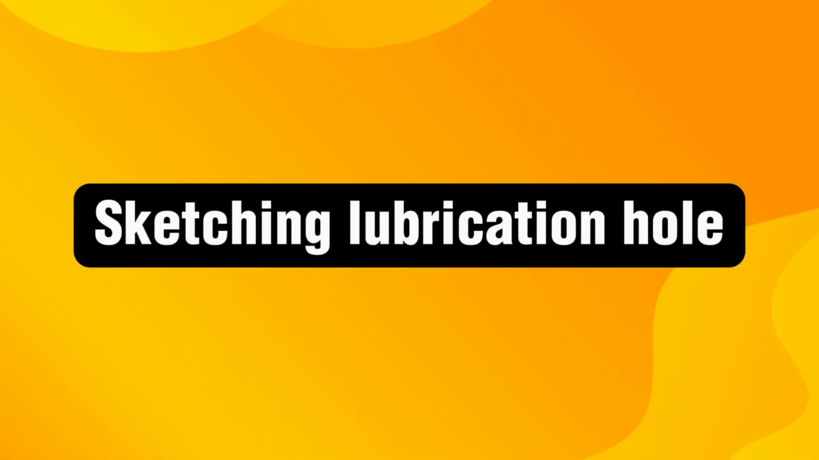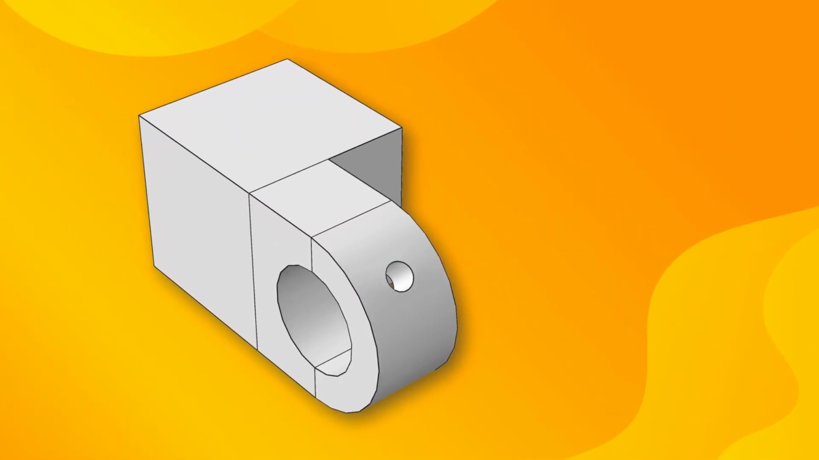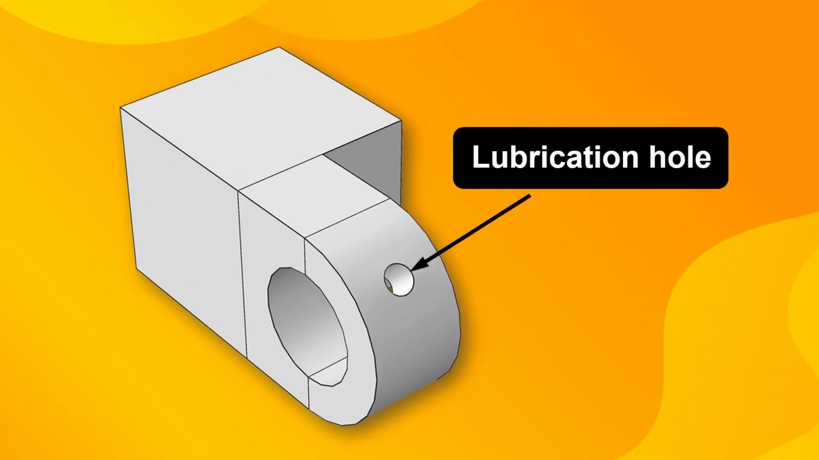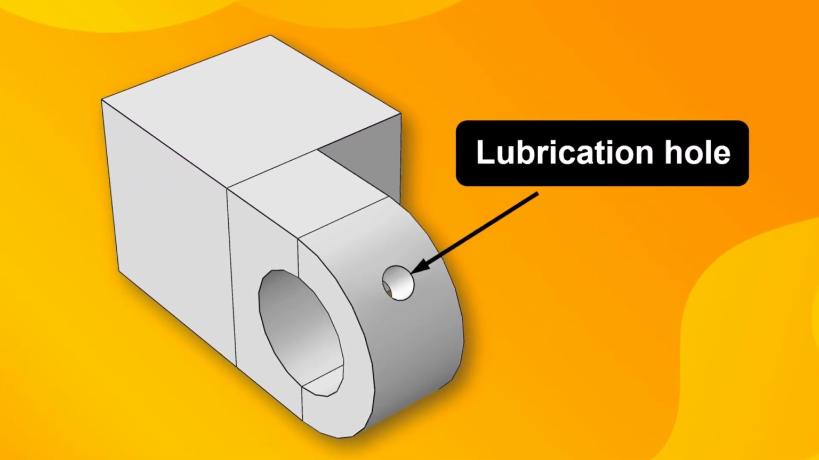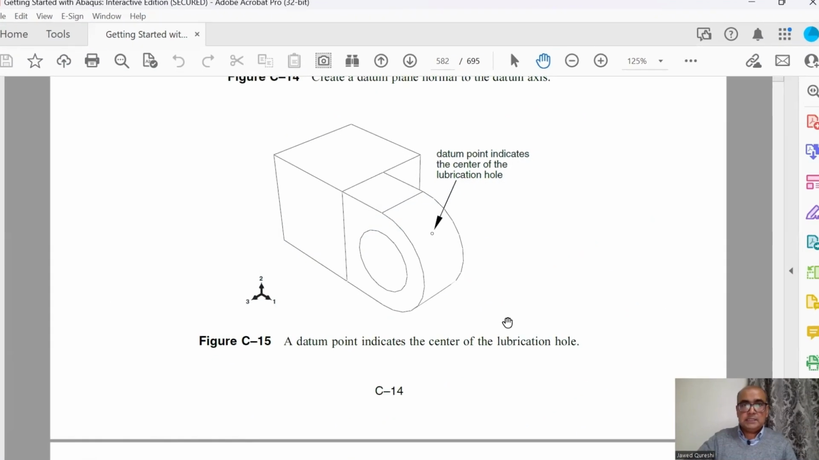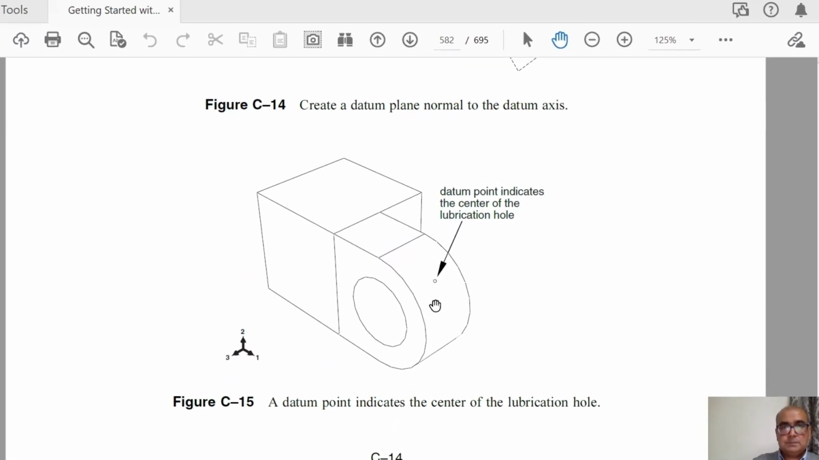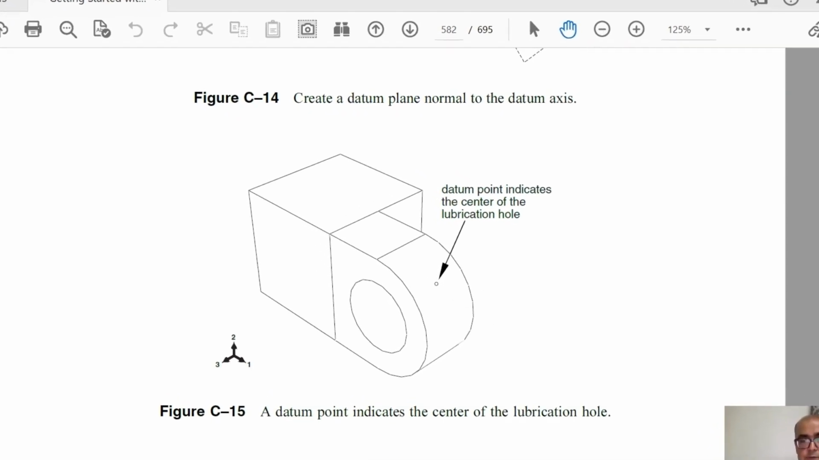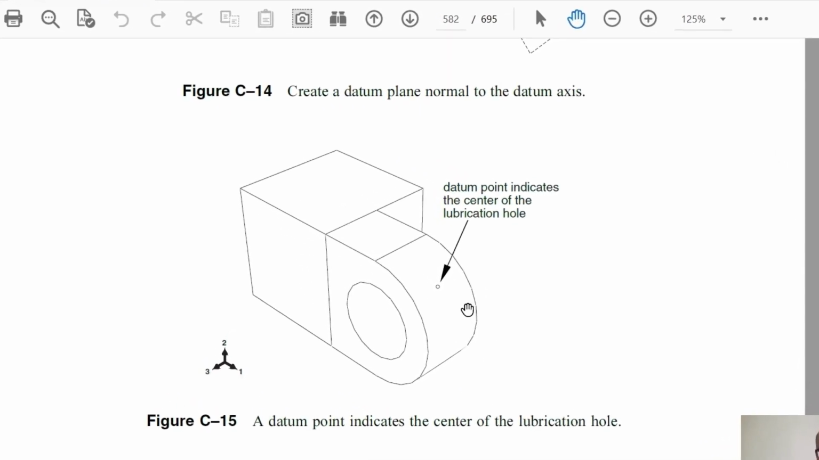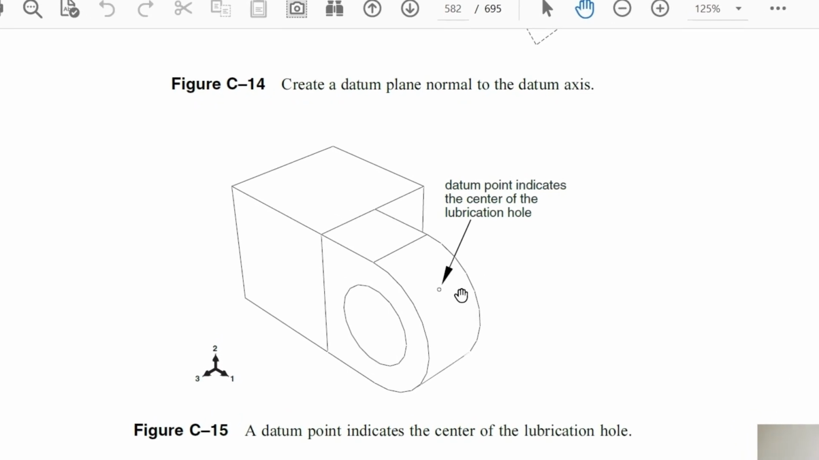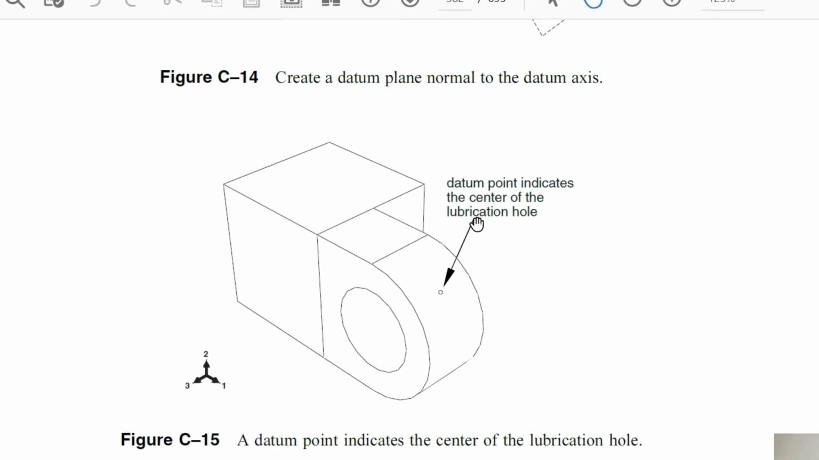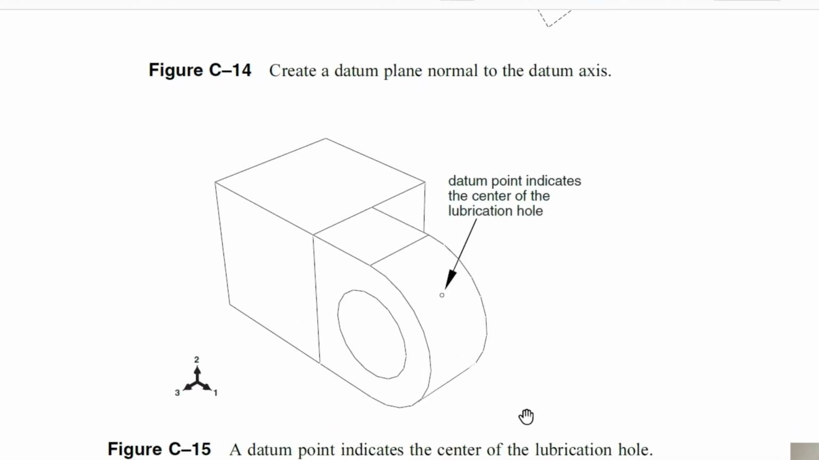Sketching the lubrication hole. Next thing I want to do is create a lubrication hole that extrudes a circle from the datum plane. First, I need to create a datum point which is at the center of this part. For this, I will have to create another datum point on this line, and then halfway between these 2 points, I will have a datum point that indicates the center of the lubrication hole.